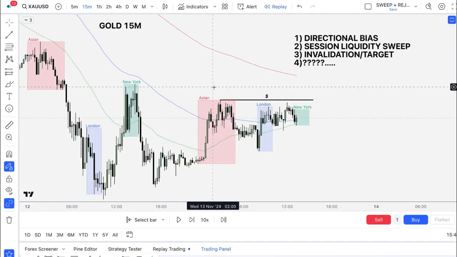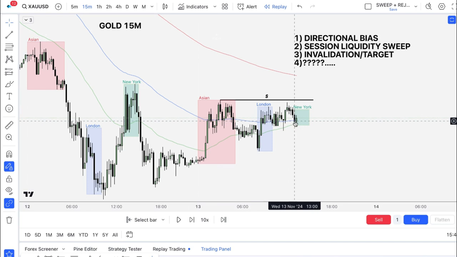Okay, so this is gold on the 15-minute time frame, and this is a trade that I took yesterday with all of the members at Toto Capital. So let's just jump straight in.